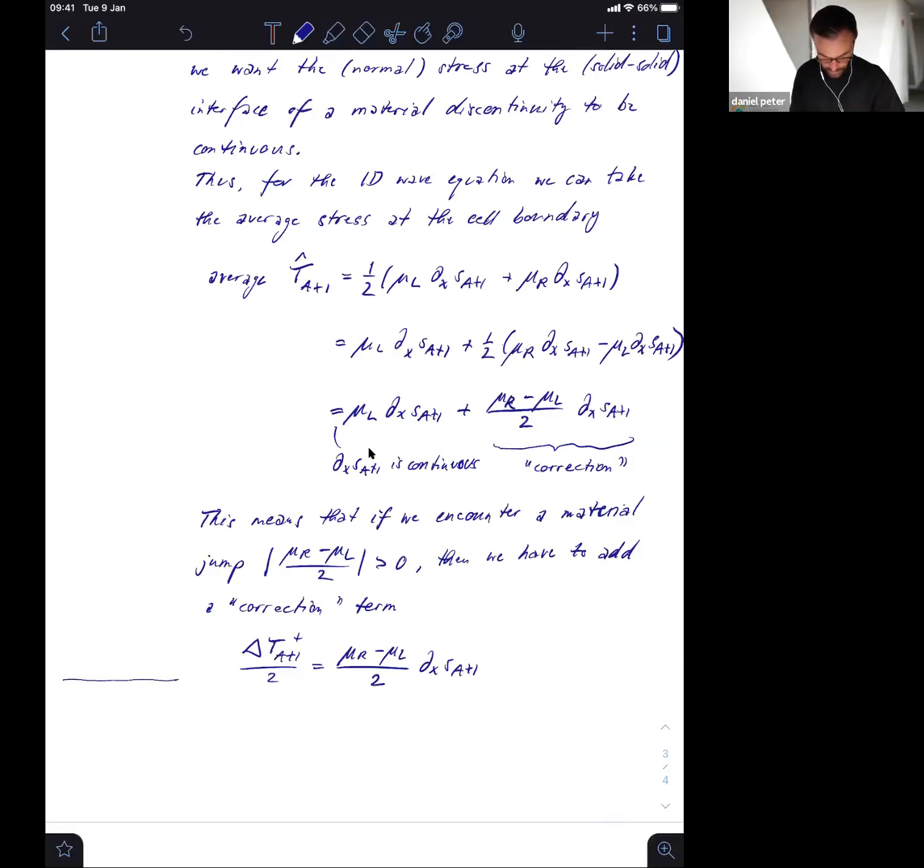So think of it as having our interface at x_{a+1}. We have this jump at the interface. And the jump we can call delta T. It's a jump in stress. Let's call it delta T at a+1. We don't really need this plus here.